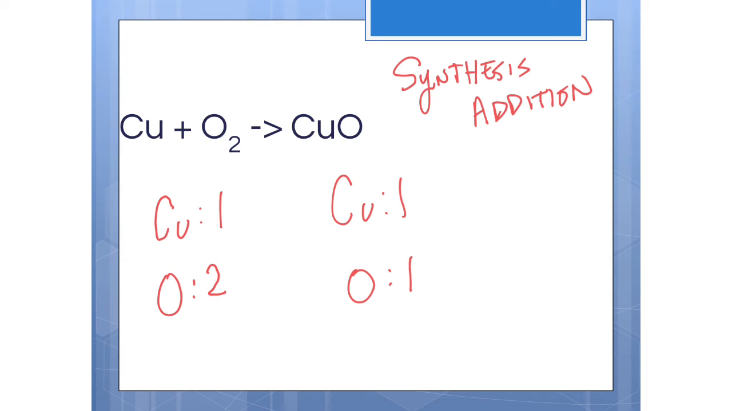So what can we do? Where do you think we can put a coefficient? Well, I'm going to start right here, put a 2. What that's going to do is give us 2 copper, because 2 times 1 equals 2, and it is going to give us 2 oxygen. All right, great, so now our oxygens are balanced, but our copper is not. So what we can do in this case is come back over here and put a 2 in front of copper. Now it gives us 2 copper. And this is a balanced synthesis reaction between copper and oxygen gas.